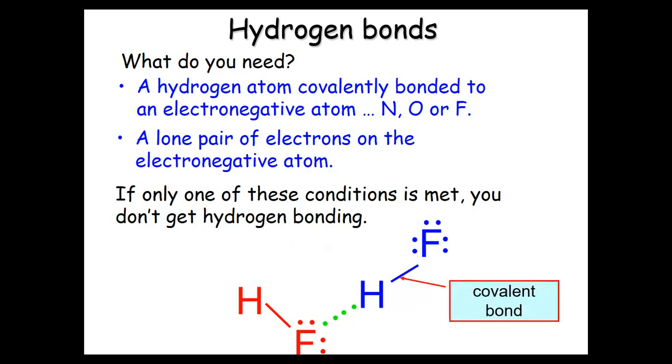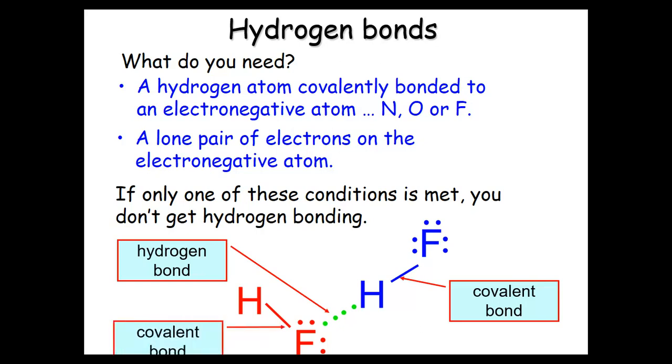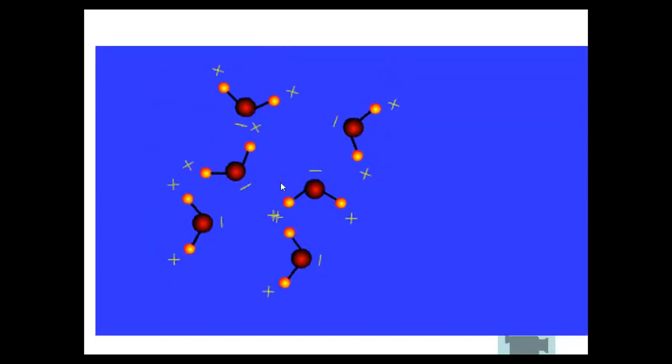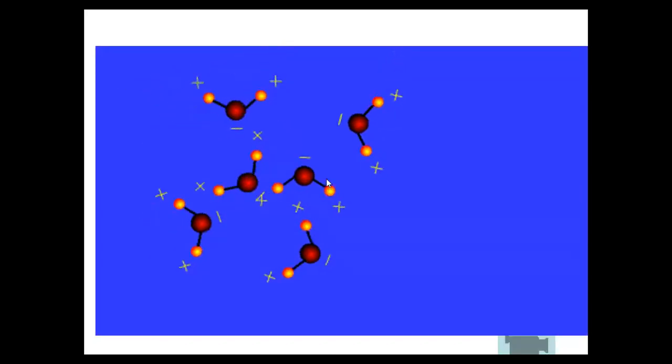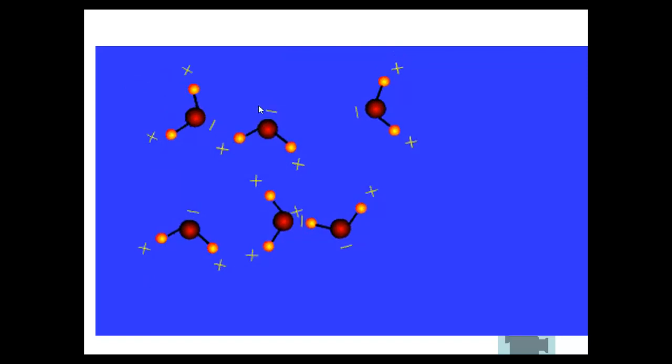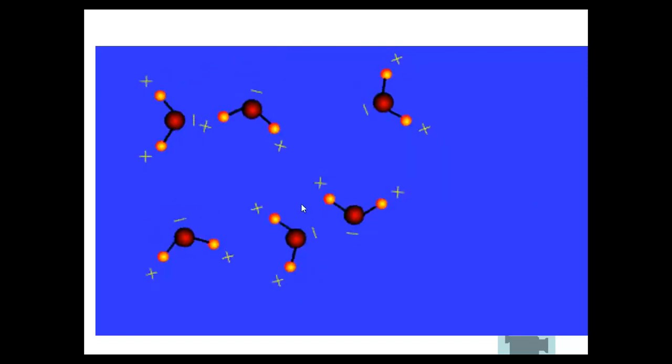So here we have the covalent bonds in red and blue. And then we have our hydrogen bond in green. That's between 2 different molecules. So the hydrogen is attracted to the lone pair of electrons on the very electronegative atom on the neighboring molecule. So here is an animation showing that. Here's a bunch of water molecules. The partially positive hydrogens are attracted to the partially negative oxygens. And this is hydrogen bonding.